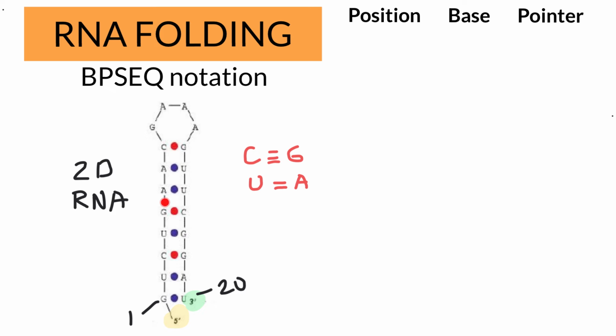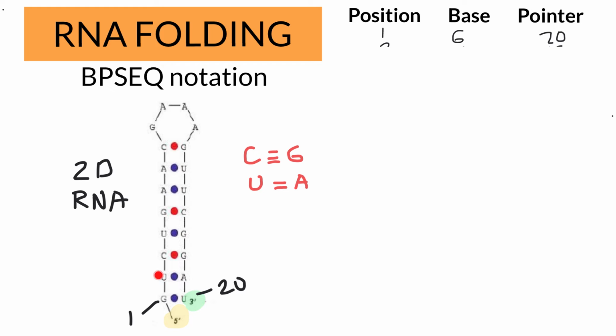So in order to describe this shape so computers would understand, we're using position, base, and pointer. So we start with guanine, position number 1. We have here guanine. So take a look, I am drawing a table. So position number 1, guanine, and it points to the other nucleotide where it makes a bond, which is at position 20, as you see.